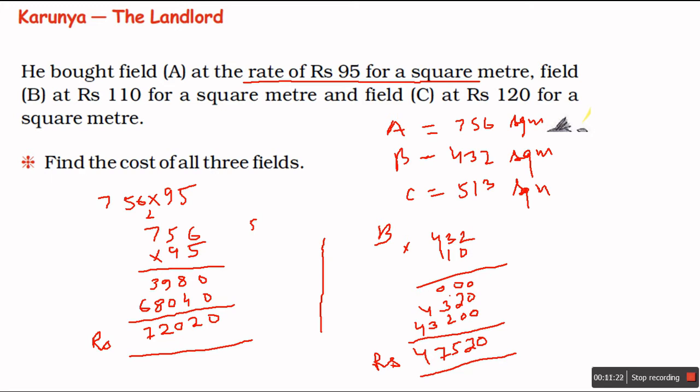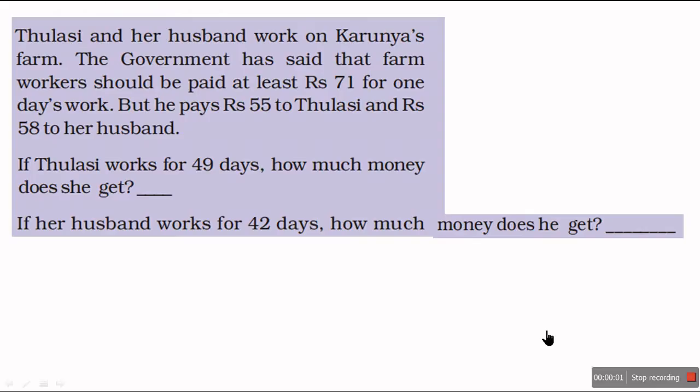So in this way we can calculate the cost of field C. You have to find the cost of field C with the rate 120 per square meter and write the answer in the comment box. Now let us move next.